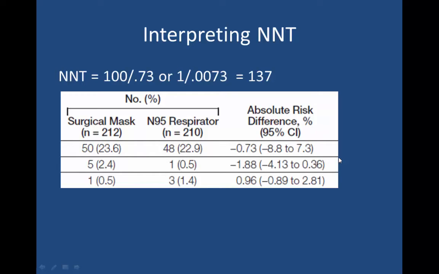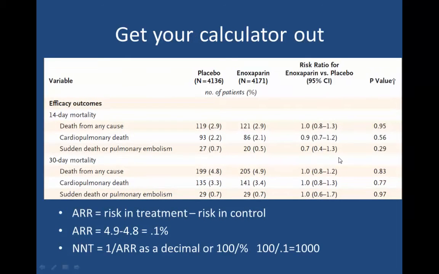What does that mean? That we had to have 137 healthcare workers use an N95 respirator mask to cause one less case of influenza. So it's up to you to decide if that number is clinically significant. ARR is calculated by doing the risk in the treatment group minus the risk in the control group. We knew how to do that. ARR, in this case, we find the treatment group, find the control group. Here's my placebo group.